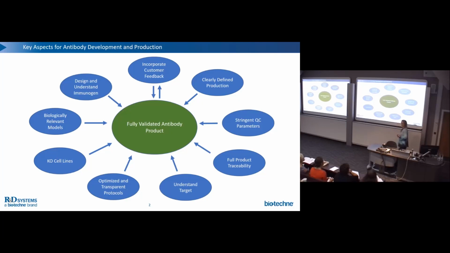Knockout cell lines, you've already heard some about that. It is definitely a very good tool to use. It's quick for Western blots. It's also very useful for ICC and flow, but it clearly doesn't apply to IHC.